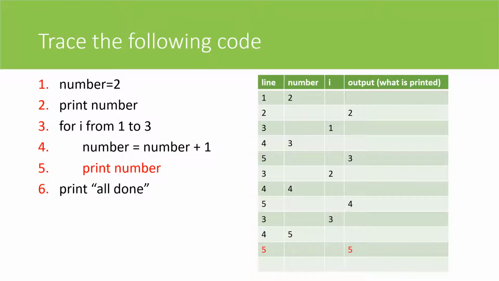Now at this point, our value of I is 3, so it's now outside that for loop, so the for loop is finished. Then we go to line 6 and it outputs "all done" for us. So that's that code traced using the trace table here.